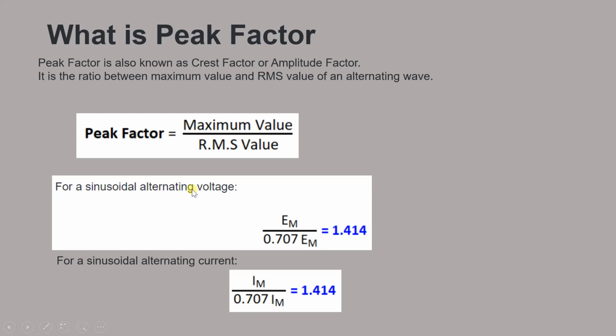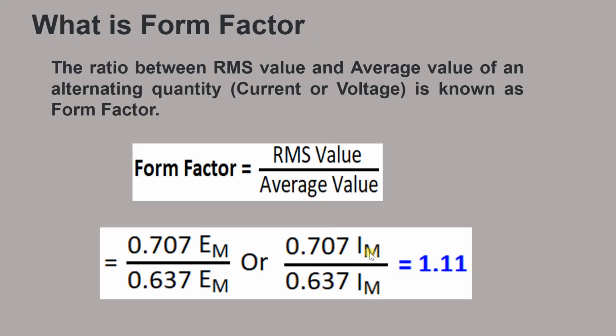For the sinusoidal alternating voltage, it is Em upon 0.707 Em, which is equal to 1.414, and for the sinusoidal alternating current, it is Im upon 0.707 Im, which is equal to 1.414. So peak factor is equal to 1.414 in the case of voltage and current.